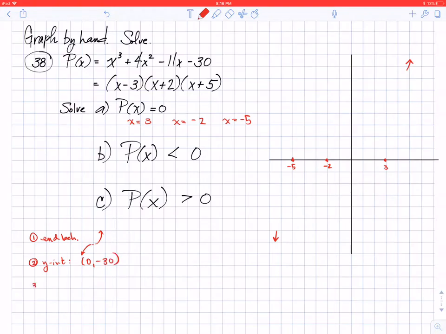The third thing that you want to consider is your zeros. What is the multiplicity of each zero, and are they bouncers or are they breakers? So since each zero only occurs one time, the multiplicity of all three of my zeros is 1. So that means that all three of my zeros end up being breakers. So all zeros break through.